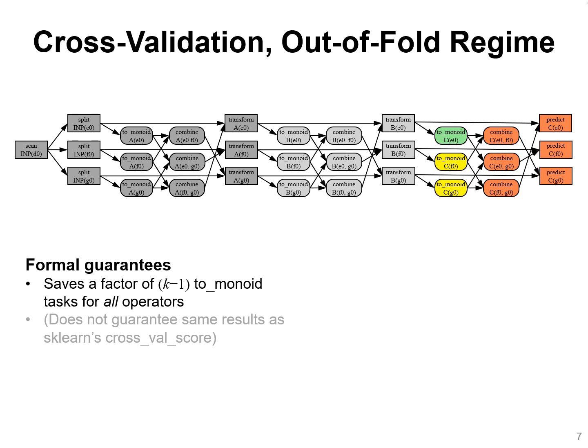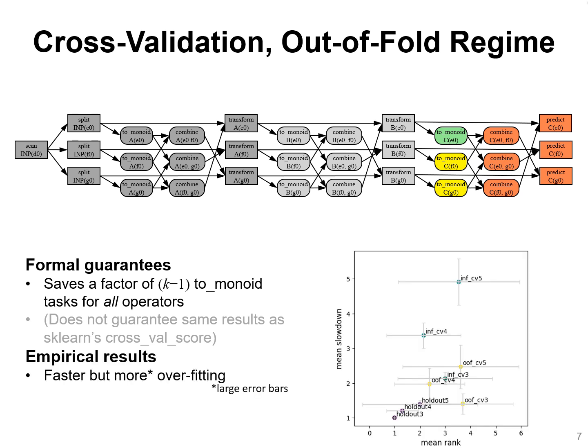scikit-learn's cross-val score. We compared the two regimes empirically, and as expected, the in-fold regime, denoted INF, is slower than the out-of-fold regime because it saves fewer tasks. On the other hand, if you use the ranking capability as a measure of overfitting, the results are a bit murky because of the large error bars, but it seems like the in-fold regime overfits slightly less. Another drawback of the out-of-fold regime is that it requires convergent operators.